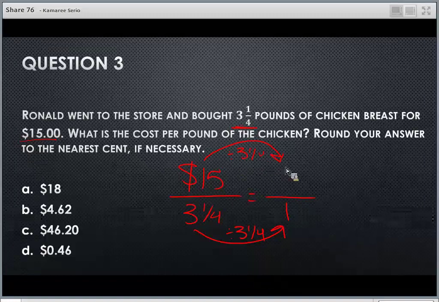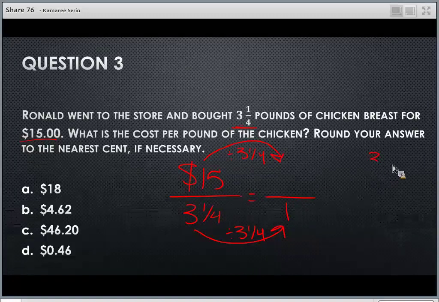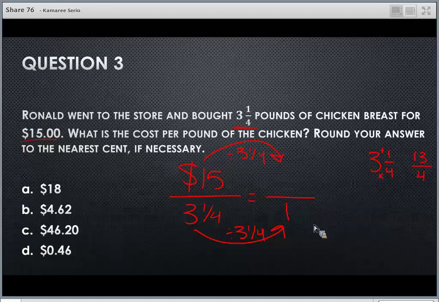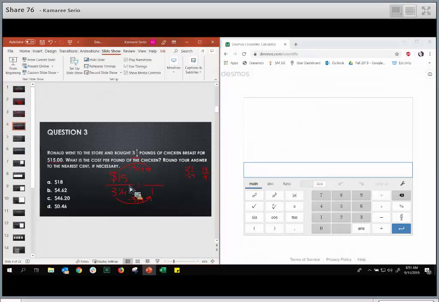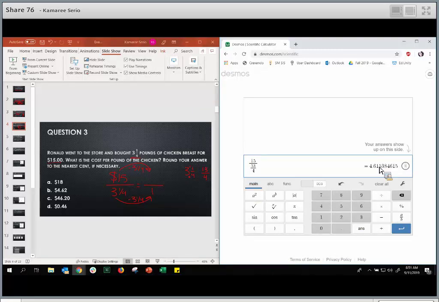If I take 3 1/4 and change this into an improper fraction, remember you multiply denominator times whole number and then add your numerator. So 3 times 4 is 12, plus 1 is 13 over 4. The reason I'm doing this is because I'm going to use my Desmos calculator. So I'm doing 15 and dividing it by this fraction, 13 over 4. And I get this long decimal here.